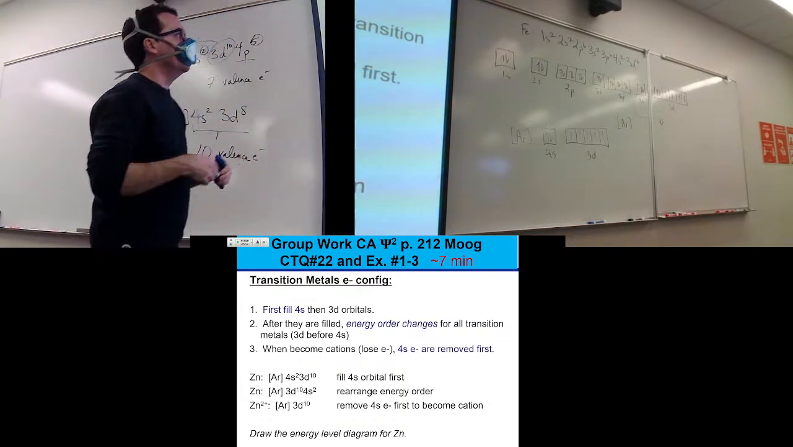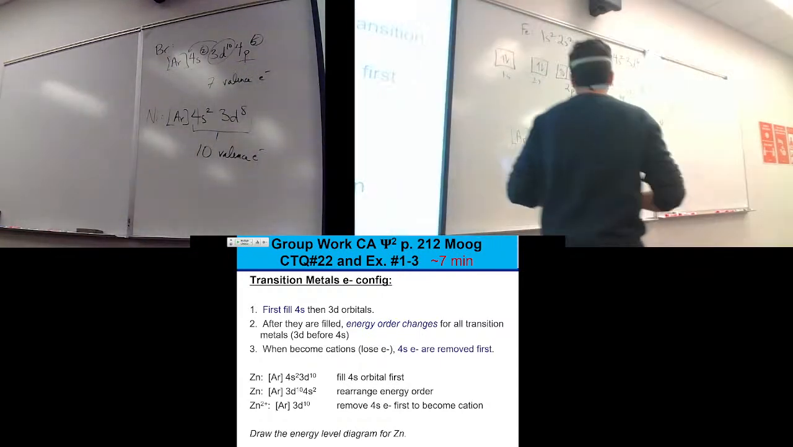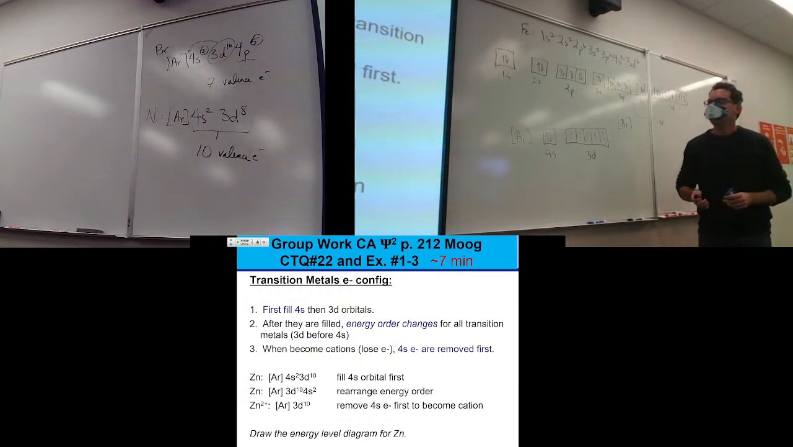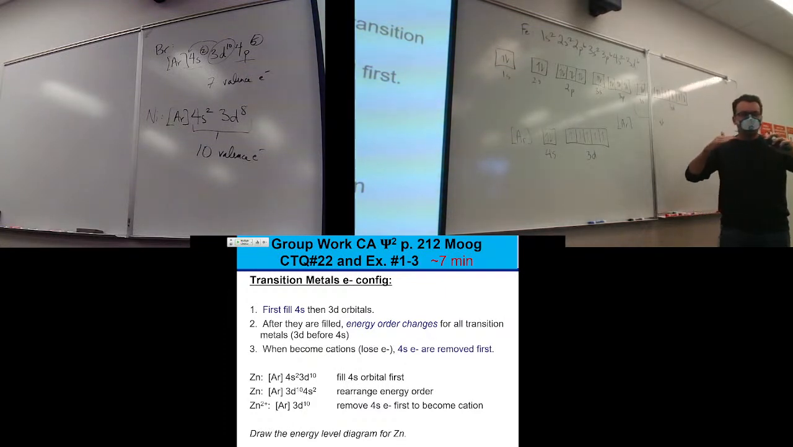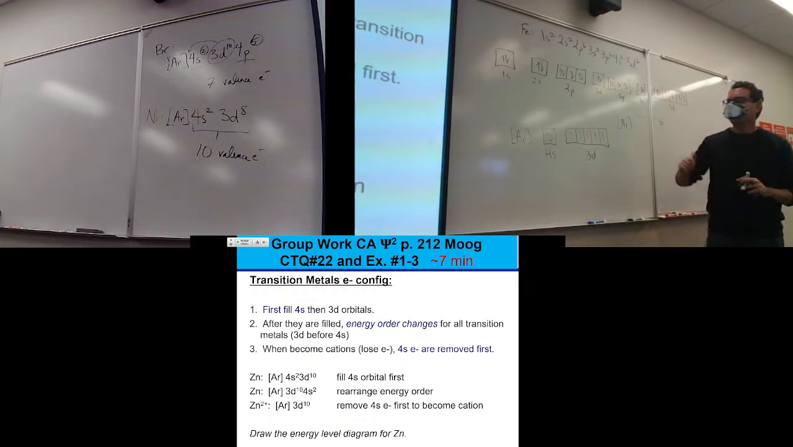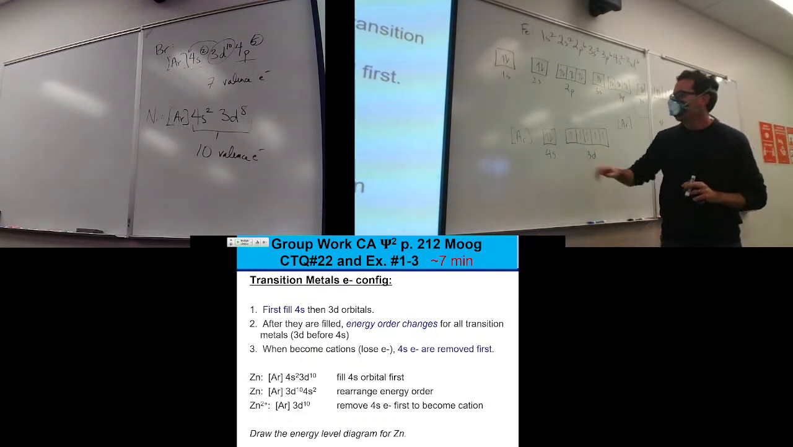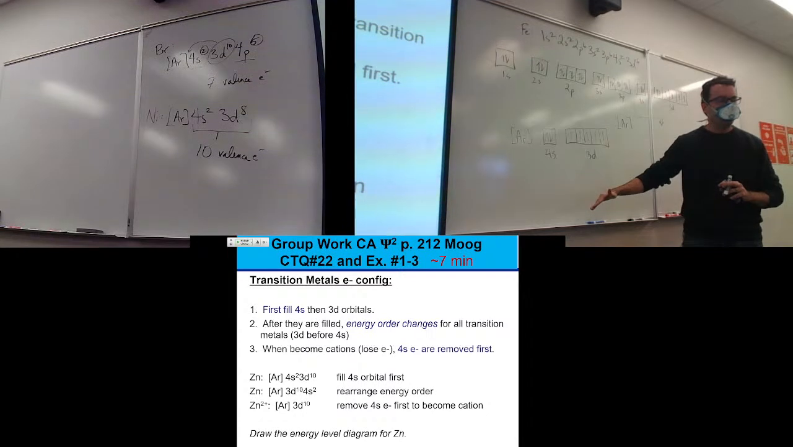Now, the other thing, when you're filling transition metals, we know how to do that. But if you're making ions out of them, this is where it gets a little tricky. The 4s and the 3d subshells are really close in energy. And even though the 3d is a little bit higher, when we remove electrons, the orbital subshells rearrange themselves a little bit. And after electrons are removed, after we make zinc, for instance, into a cation, what will end up happening is the 3d will be lower in energy than the 4s.